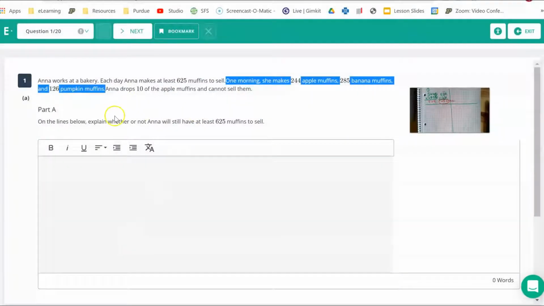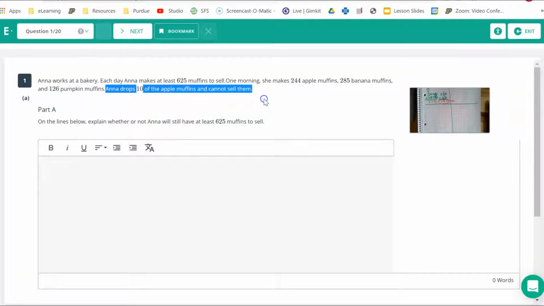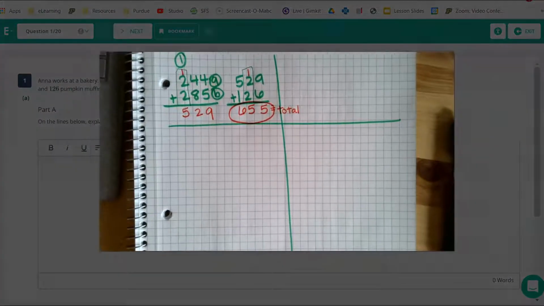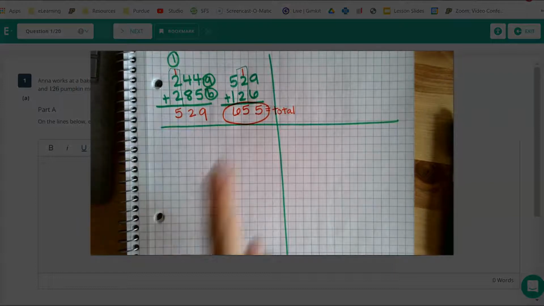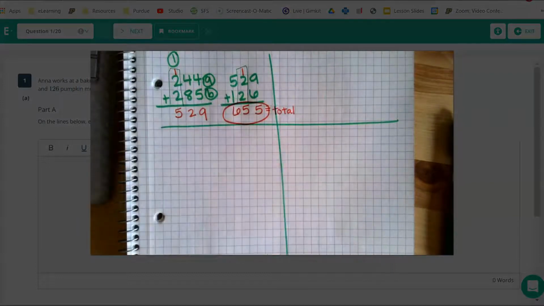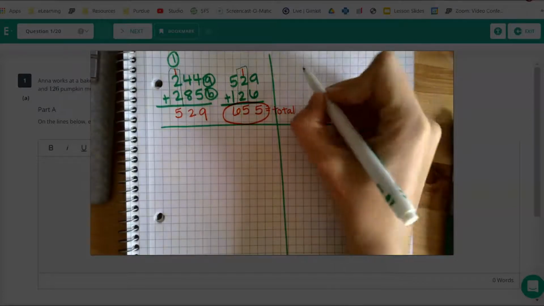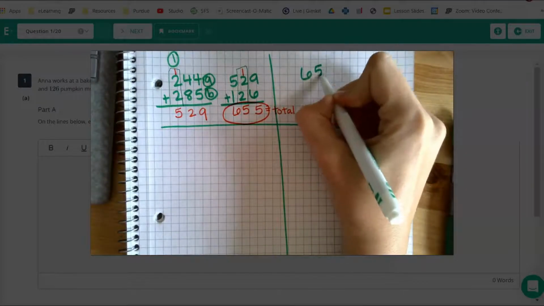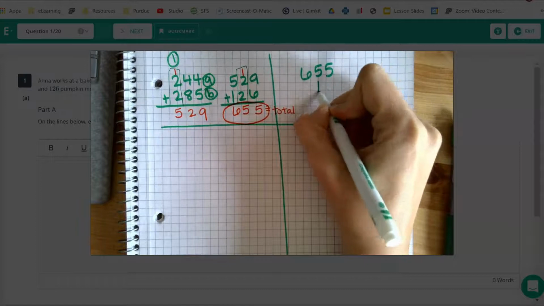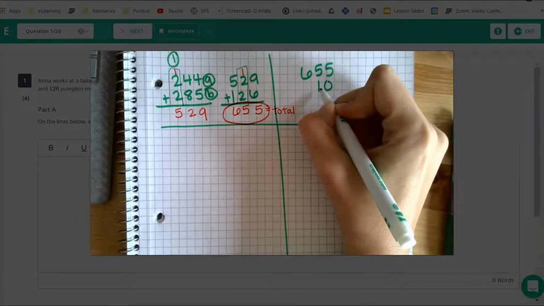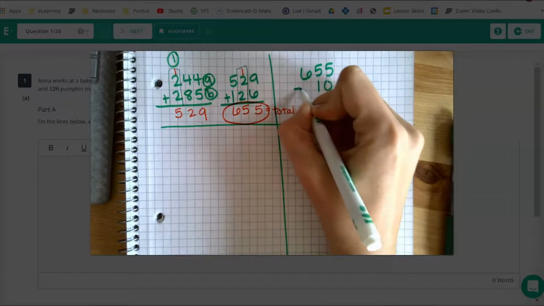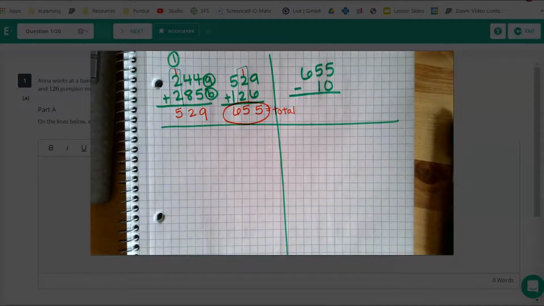Now, let me look back at the question. Oh, Anna drops 10 of the apple muffins and cannot sell them. So that means I'm going to have to take away or subtract. I'm actually going to use this space right next. I'm not going to try to cram it in. I'm going to use all of my space I have. 655, and I have to take away 10, lining up the tens in the ones place. Take away is subtract.